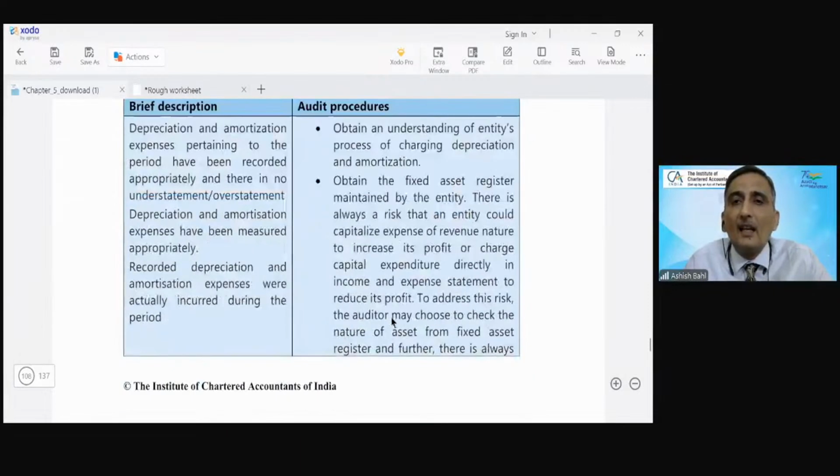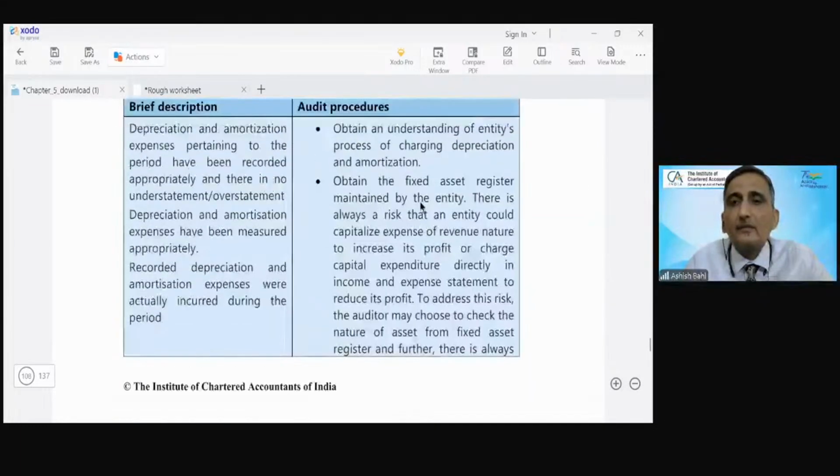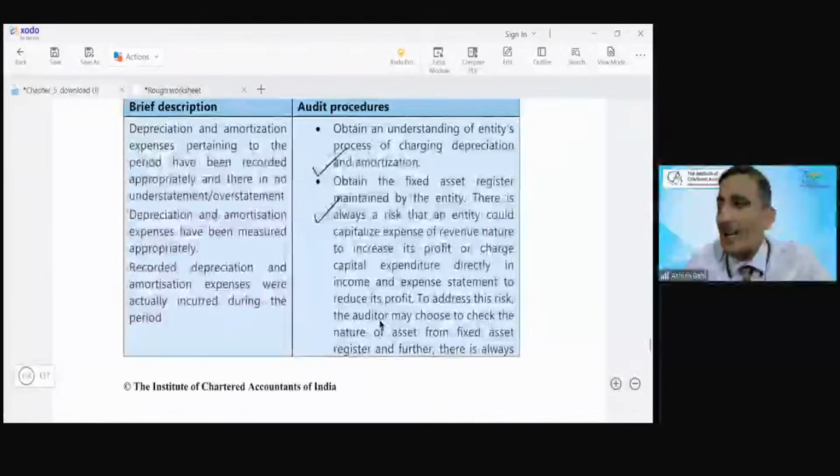So similarly, different audit procedures you can make. These are similar to what we have read, what attributes, what features we have just now read. Obtain an understanding of entity's process of charging depreciation and amortization. Go through fixed asset register. Now, like we were discussing, there is always a risk that some item which has been capitalized in fact was not required to be capitalized, or the reverse could also be the case. So auditor can take a sample and see whether capitalization has been properly done or not.